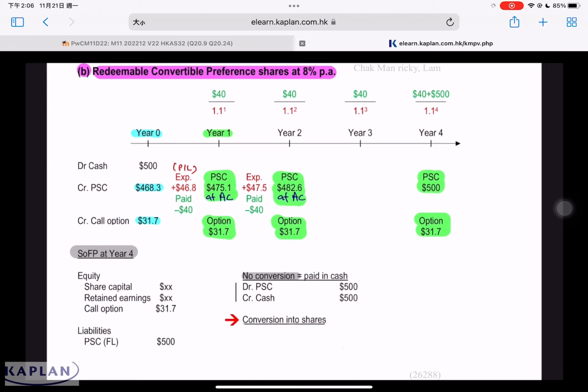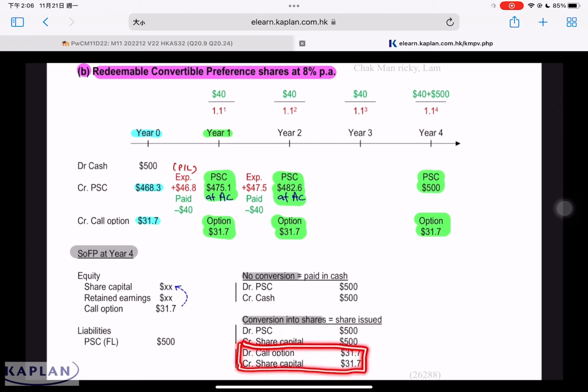Second scenario is conversion, share issue for the conversions. Debit preference share capitals, 500, and credit share capital, 500. Settlement share, credit share capitals. When the preference share is converted into ordinary share, we may do a transfer from call options to share capitals if there's a conversion. We may do a transfer, but in exam normally you should do a transfer. Debit call options, 31.7, and credit share capitals, 31.7.